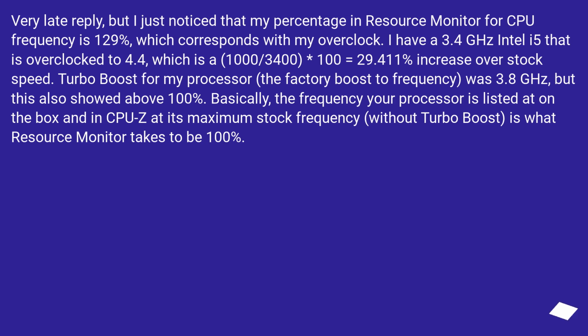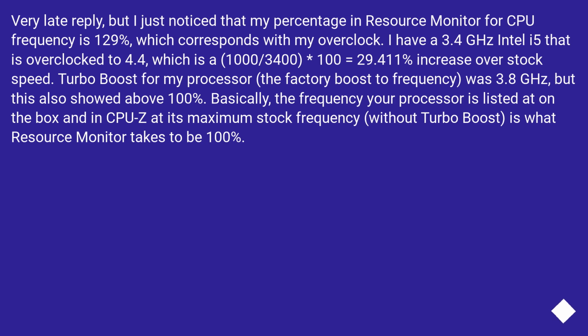Very late reply, but I just noticed that my percentage in Resource Monitor for CPU frequency is 129%, which corresponds with my overclock. I have a 3.4 GHz Intel i5 that is overclocked to 4.4, which is (4.4-3.4)/3.4 × 100 equals a 29.411% increase over stock speed.